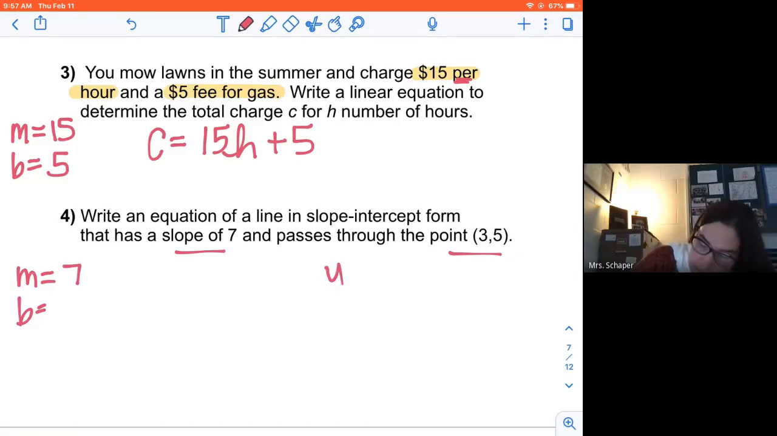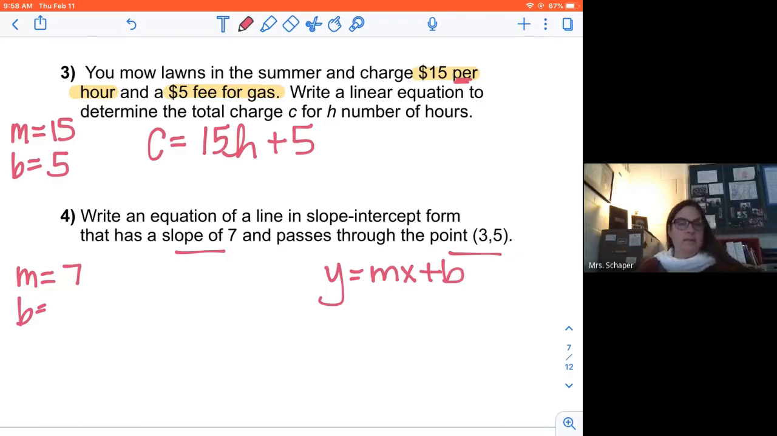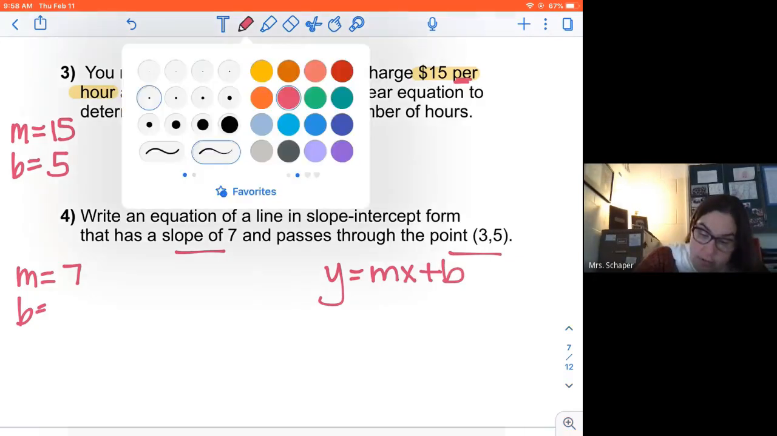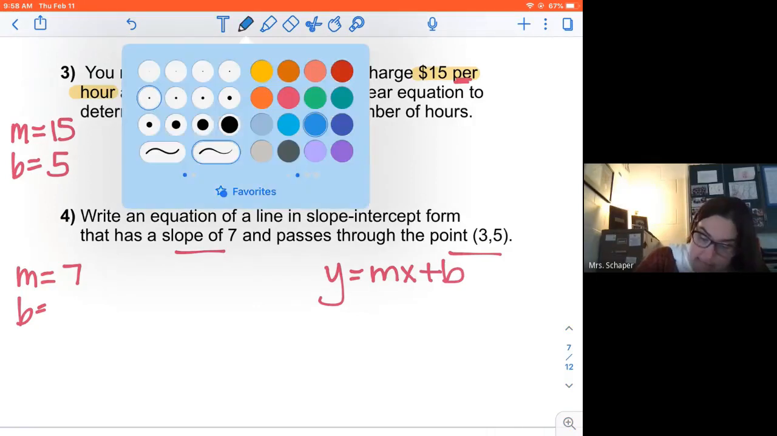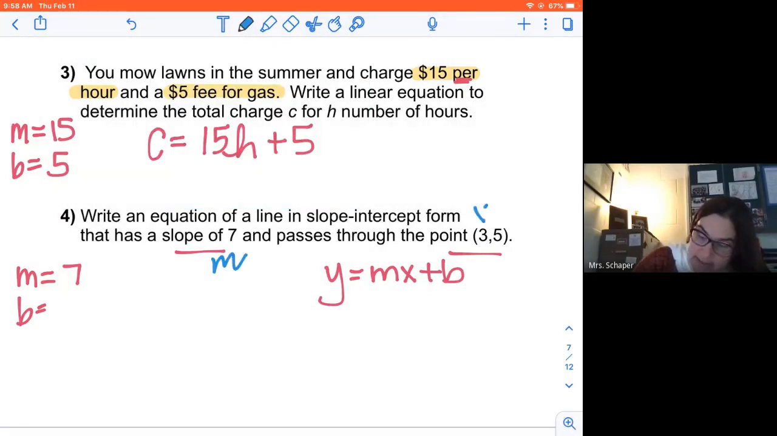I know that the slope-intercept form is y equals mx plus b. It's going to be my best friend for a while. I know that slope is m. I know that my 3 is x and my 5 is y, and that's because they're in an ordered pair and we write them as x, y. So what I'm going to do is substitute those all in for the equation and solve for b. So this is the first time we're doing this with this particular equation.